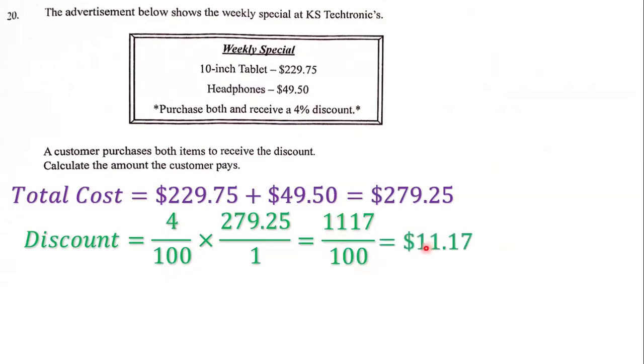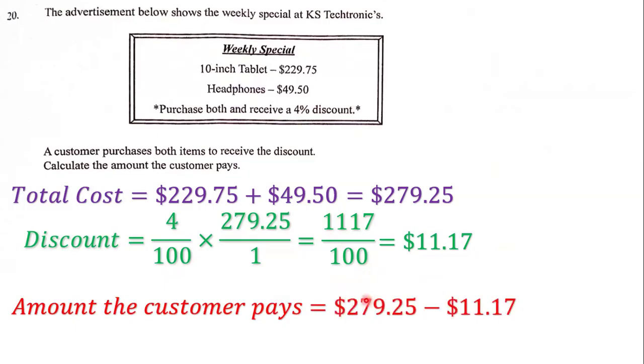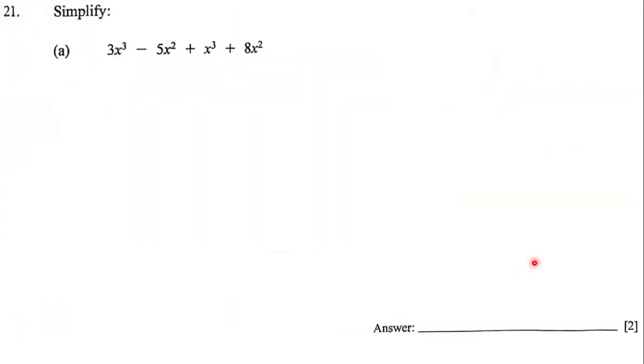And that gives us $11.17. So that's the discount. The discount is $11.17. But the amount that the customer pays is going to be $279.25 minus $11.17. And when we subtract the two, we get $268.08. And so that means that the amount that the customer pays is $268.08.